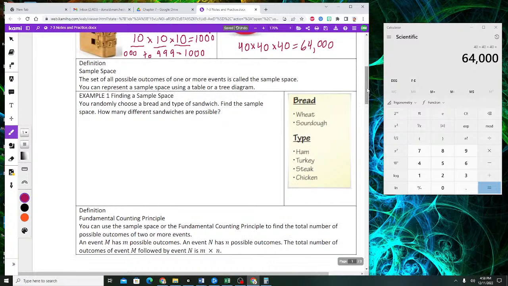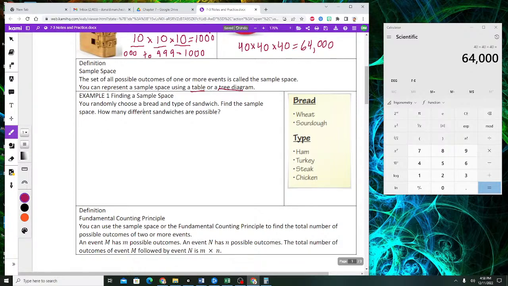So what we kind of played around with there, without defining the terms, was a sample space. The set of all possible outcomes of one or more events is called a sample space. You represent a sample space using a table or a tree diagram. We will most often be using tree diagrams.